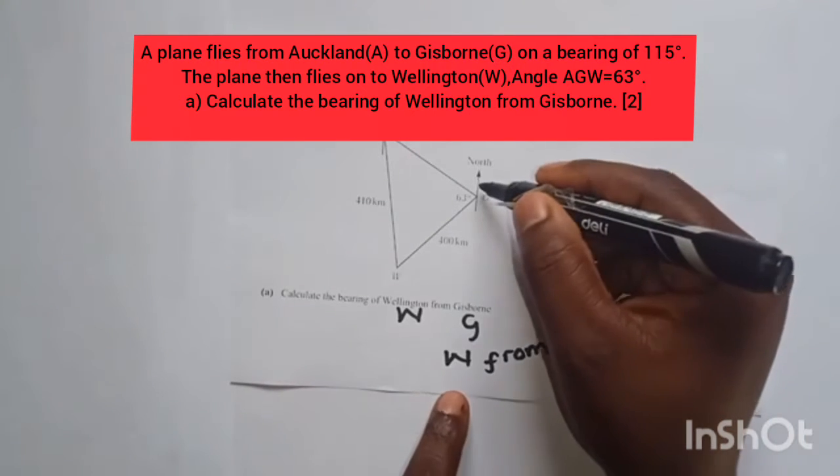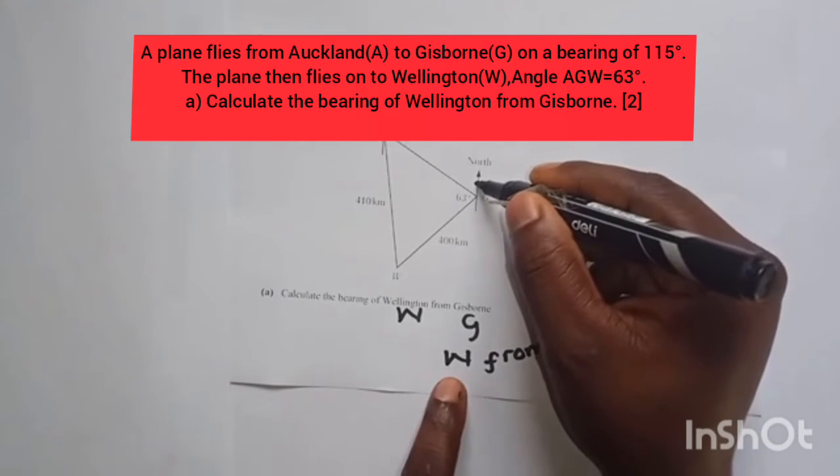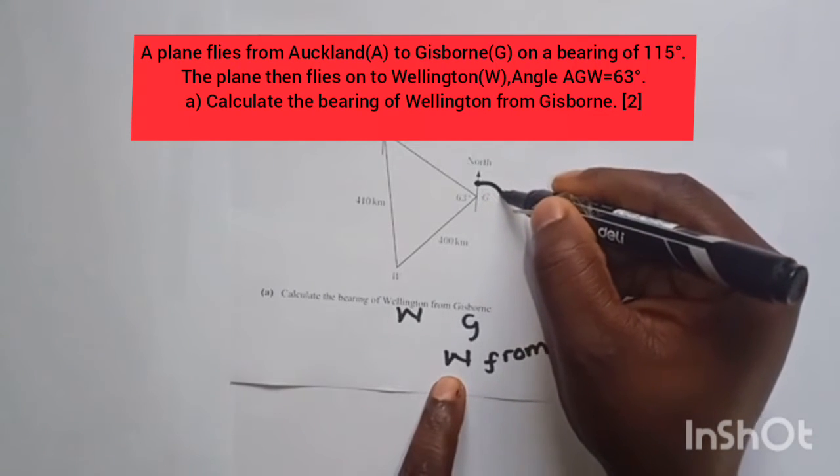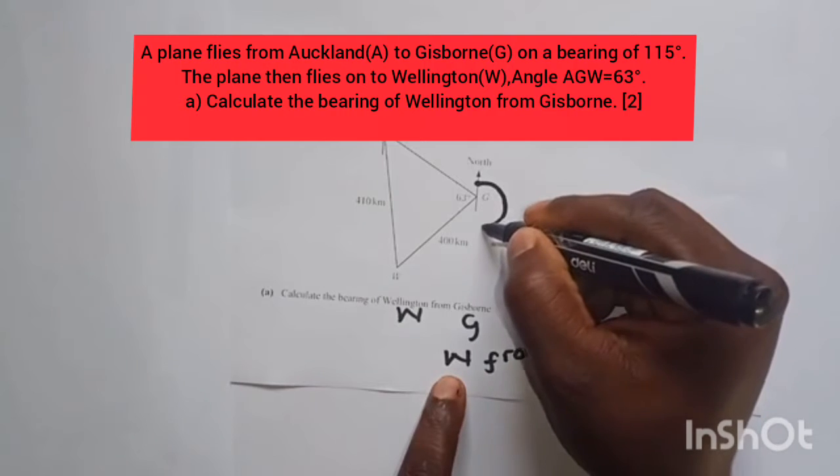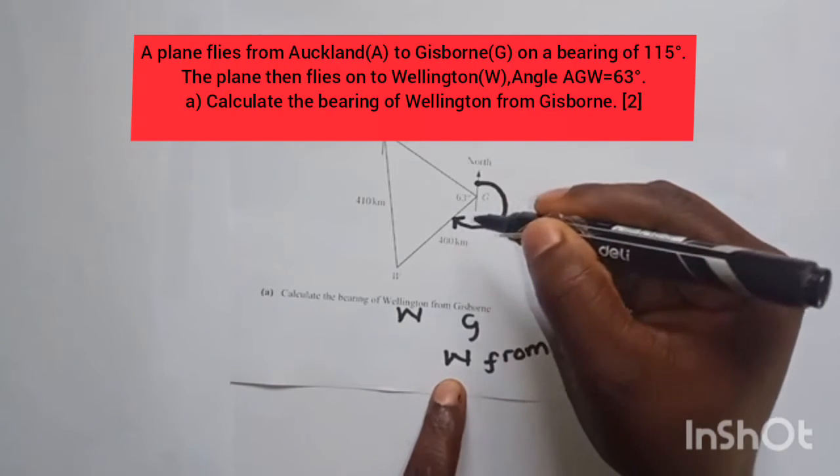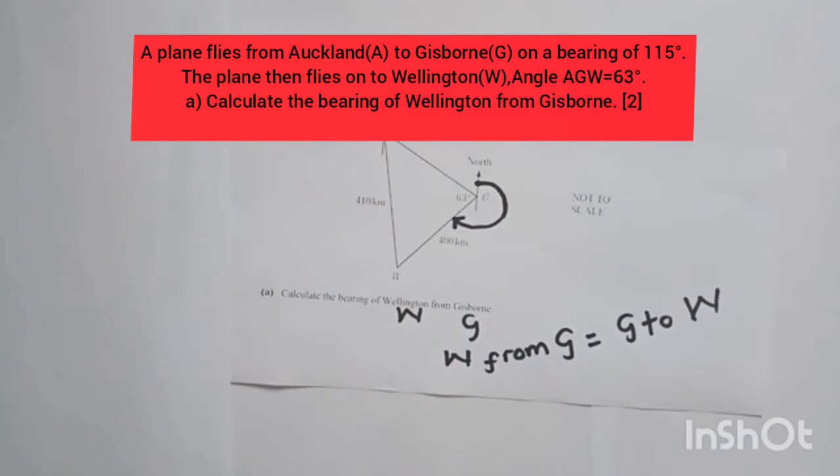So this is the north pole of G. I'm going to identify the angle using a clockwise direction to touch the line connecting G and W. So this is our angle. This is the target. So how can I find this angle?